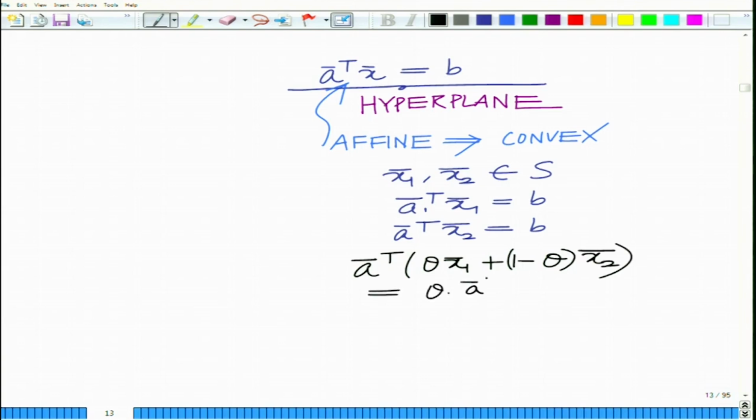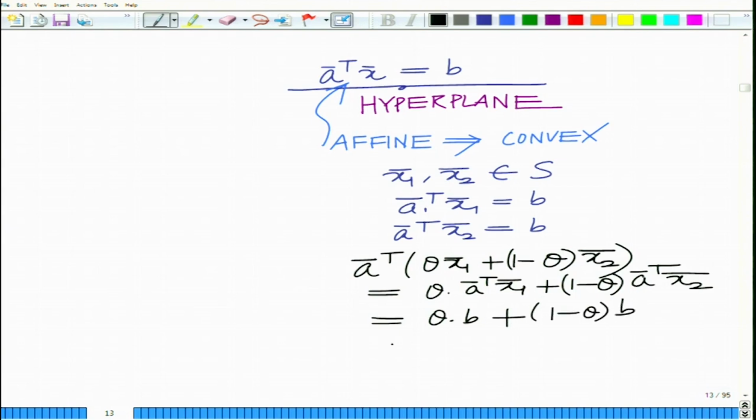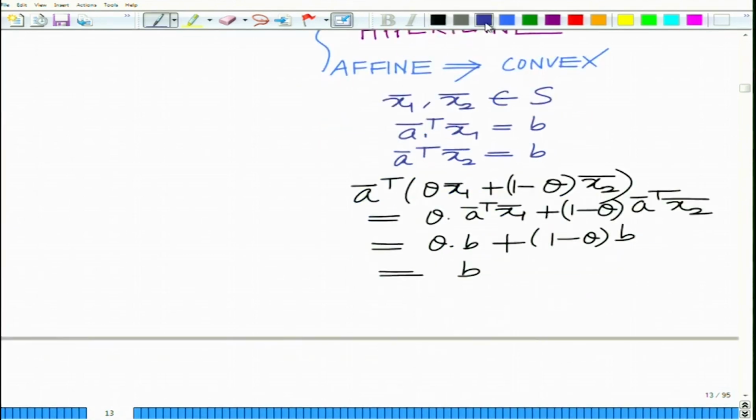This equals theta times a bar transpose x1 bar plus 1 minus theta times a bar transpose x2 bar, which is theta times b plus 1 minus theta times b, that is equal to b. Okay. Note that there is no restriction on theta. If it is valid for any theta in R, this implies it is affine. If it is only valid for 0 less than or equal to theta less than or equal to 1, it is convex. In this case there is no restriction on theta, so this is affine. So you can see that a hyperplane is an affine set.